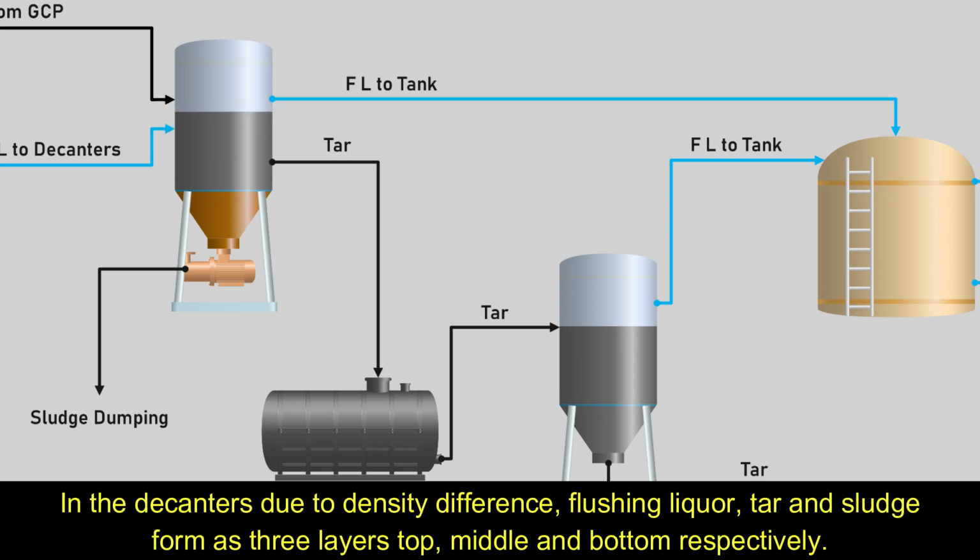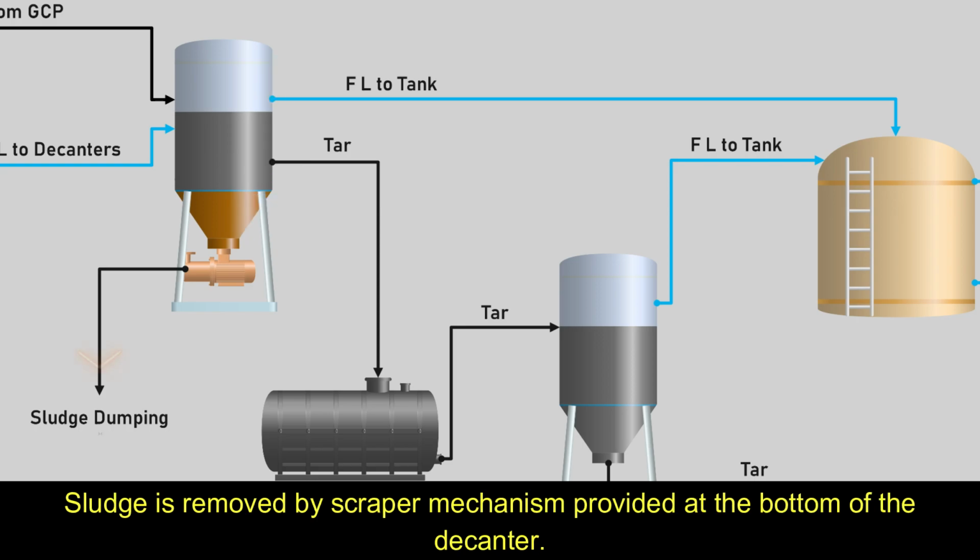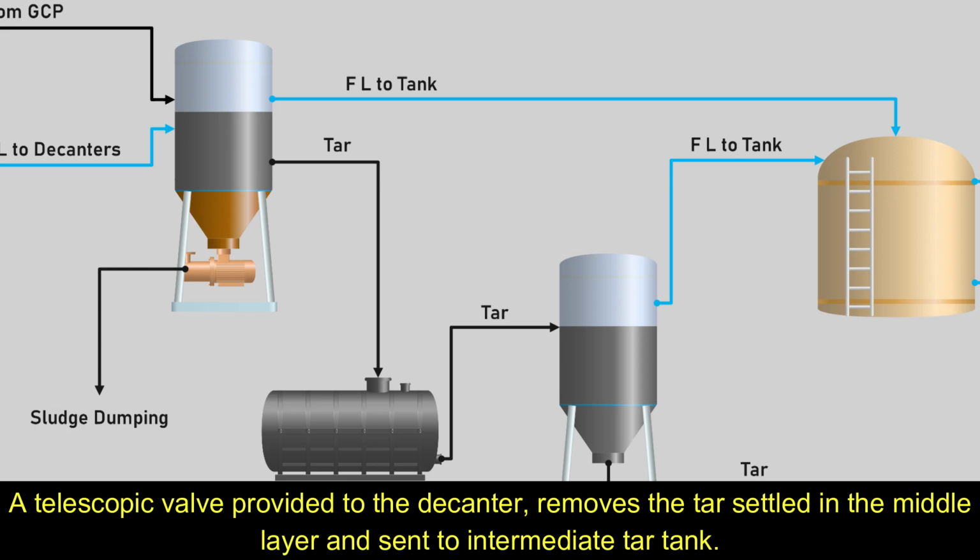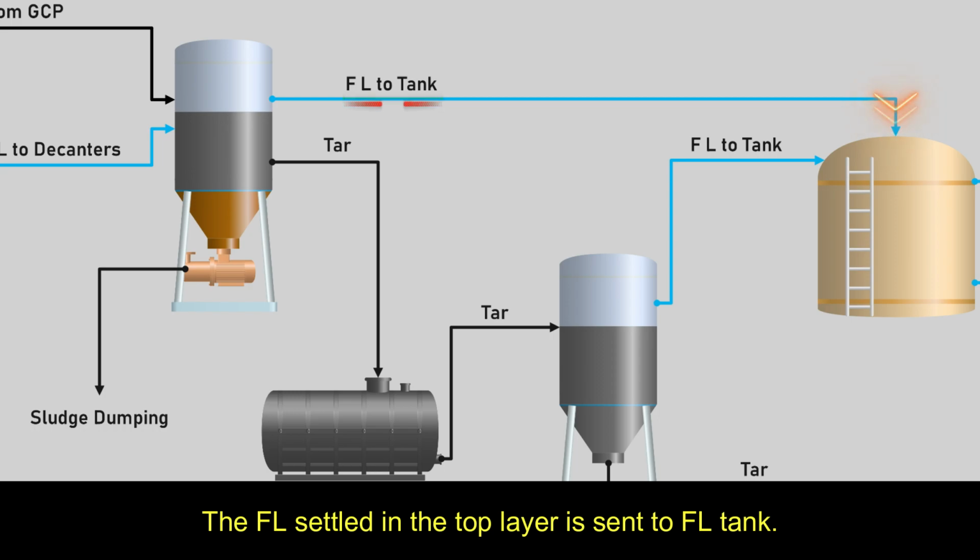In the decanters, due to density difference, flushing liquor, tar and sludge form three layers: top, middle and bottom respectively. Sludge is removed by a scraper mechanism provided at the bottom of the decanter. A telescopic valve provided to the decanter removes the tar settled in the middle layer and sends it to the intermediate tar tank. The flushing liquor settled in the top layer is sent to the flushing liquor tank.